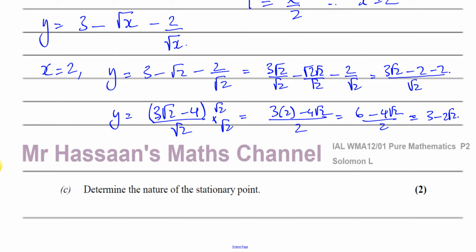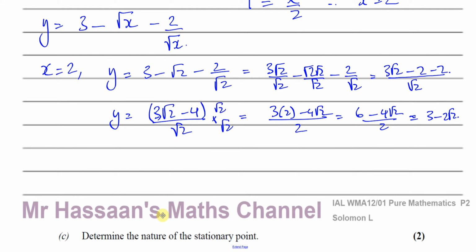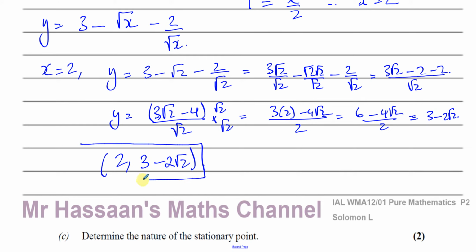So the coordinates of my stationary point, which I will just write down here now, are x equals 2 and y equals 3 minus 2 root 2. That's in exact form. Okay, so that's the answer to part B. I'll do part C on the next page.